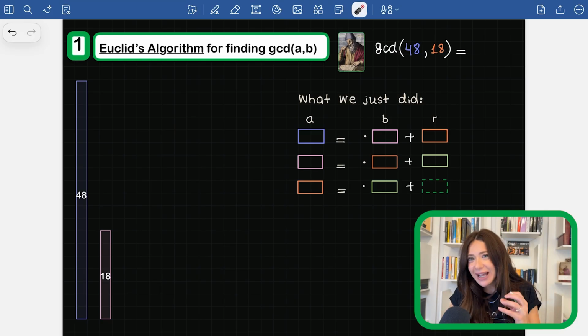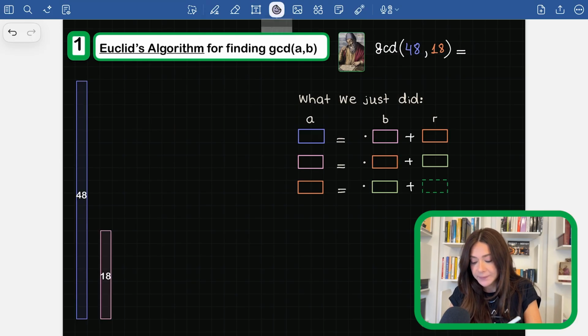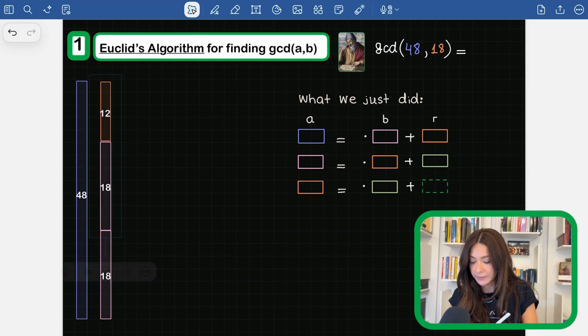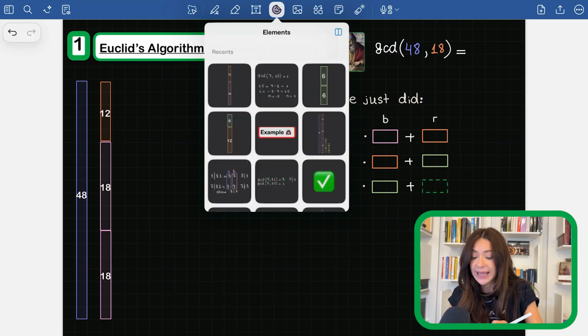So how many times can I fit 18, or a stick or ruler that has length 18, in 48? And that's only twice. And then let's see what I have left over. It's not 0, it's 12.